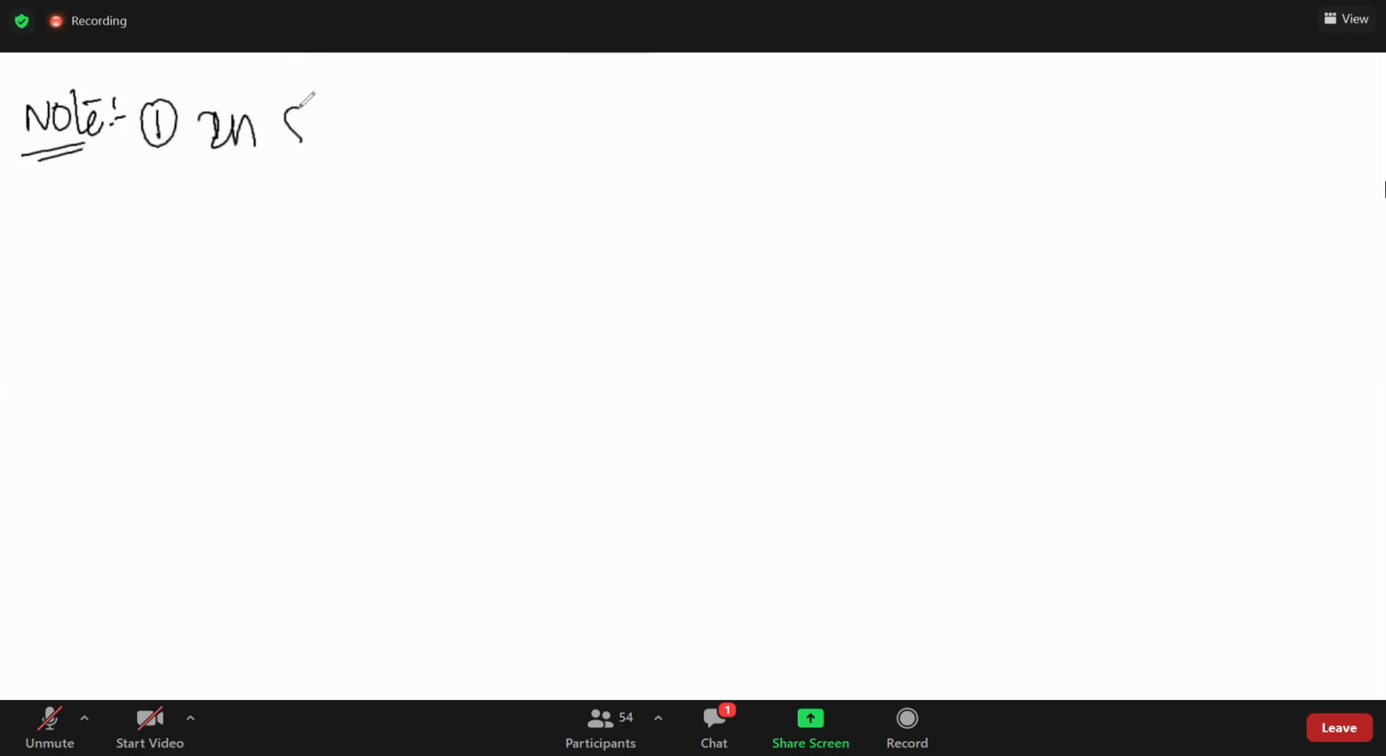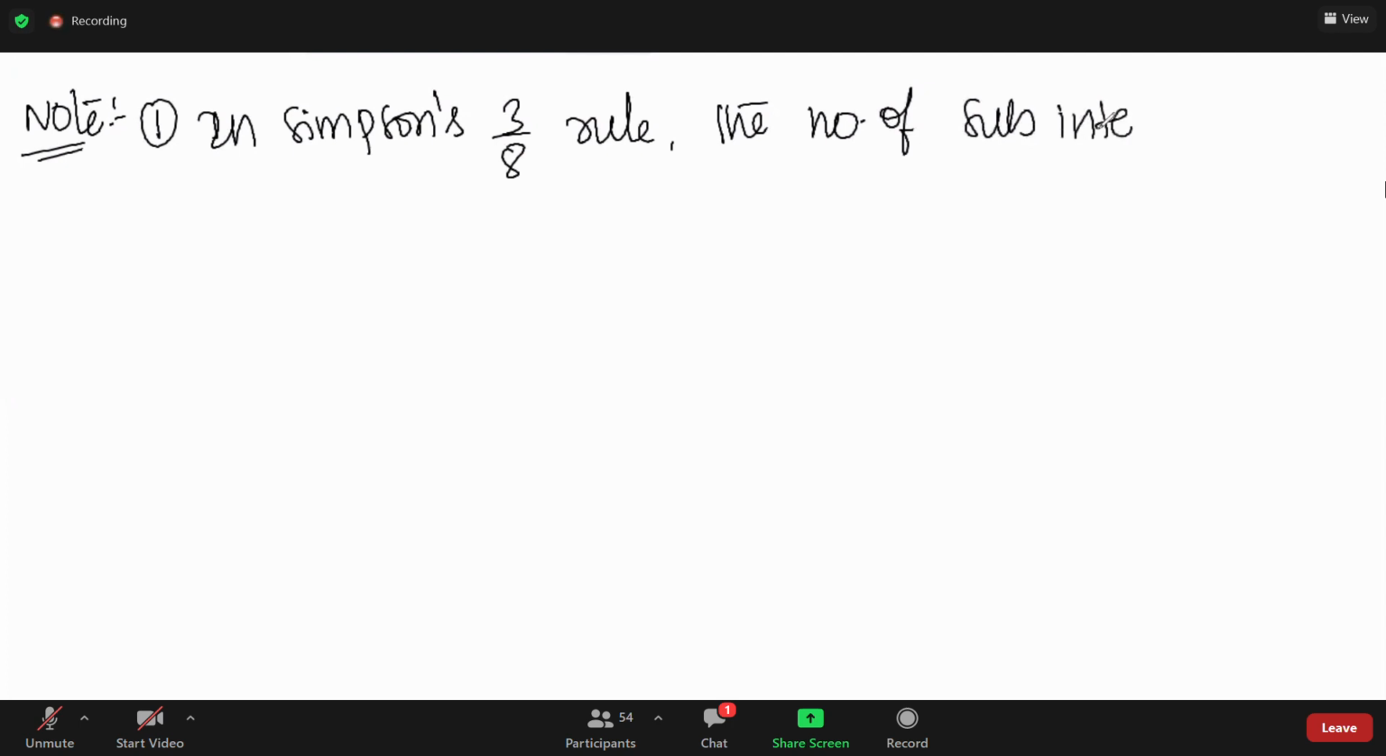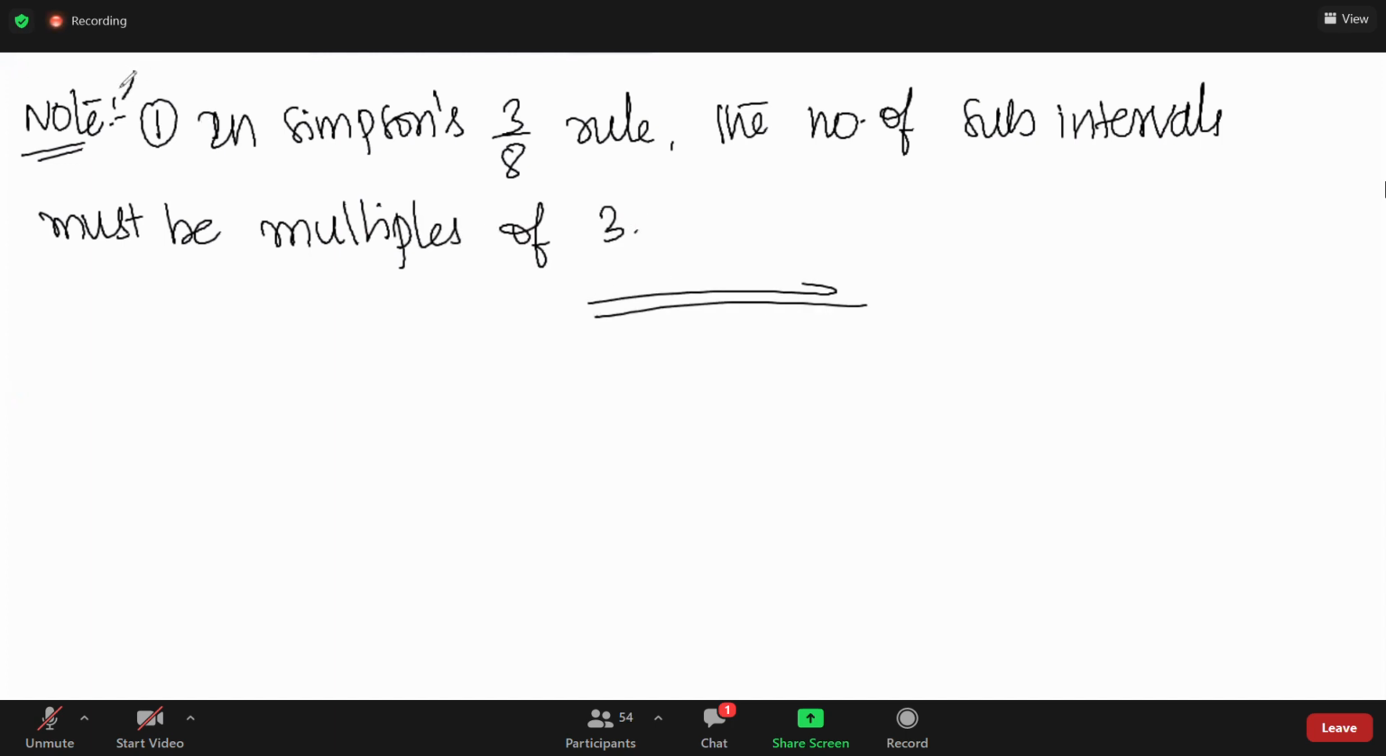In Simpson's 3 by 8 rule, the number of subintervals must be multiples of 3. So these 3 points are very, very important for multiple choice questions.